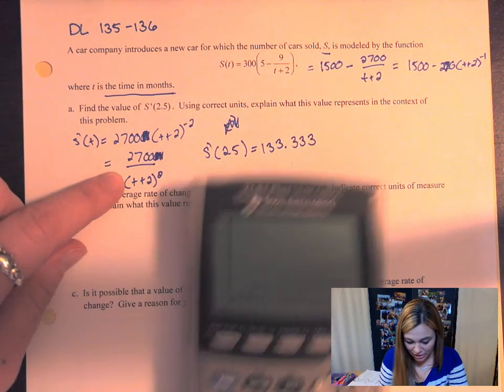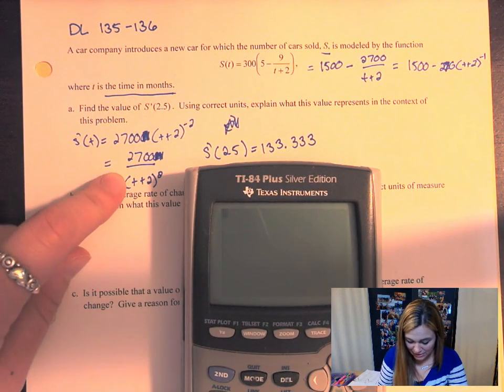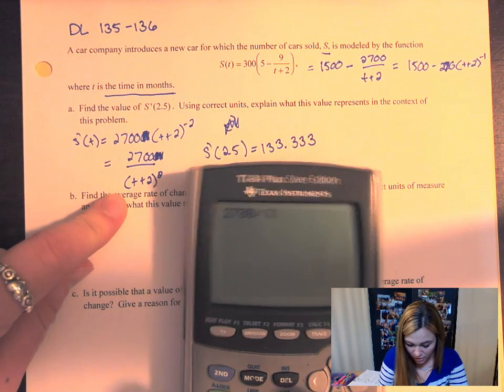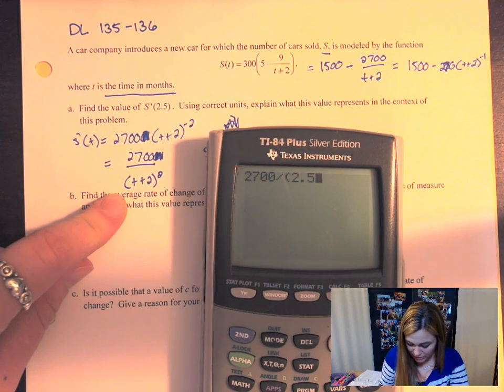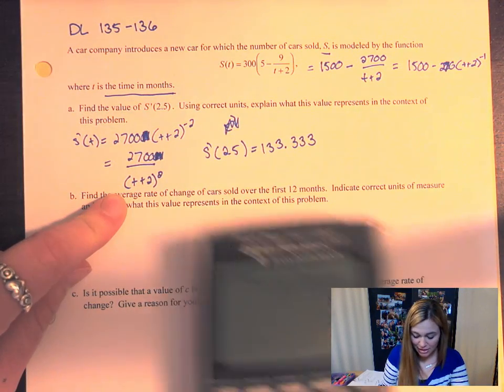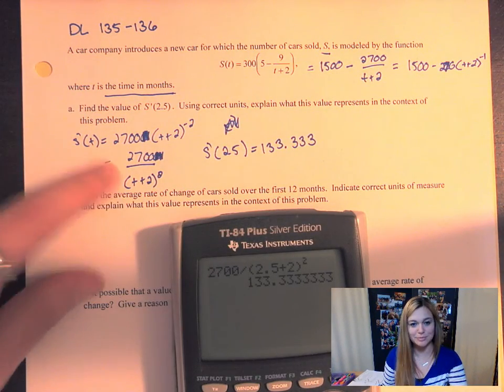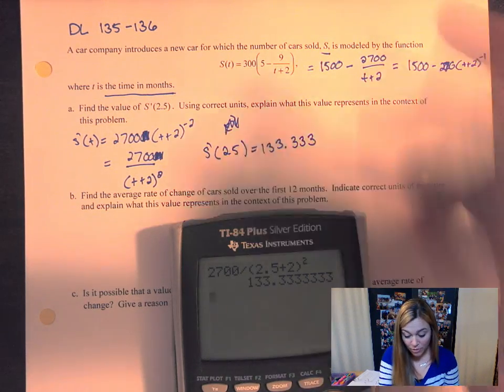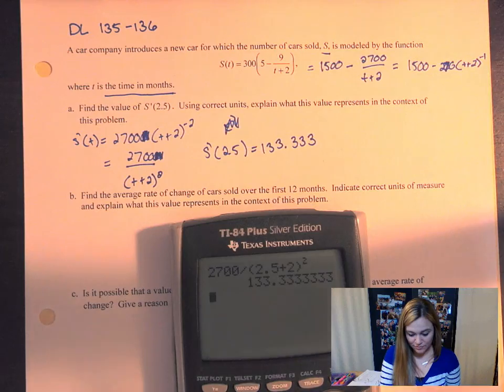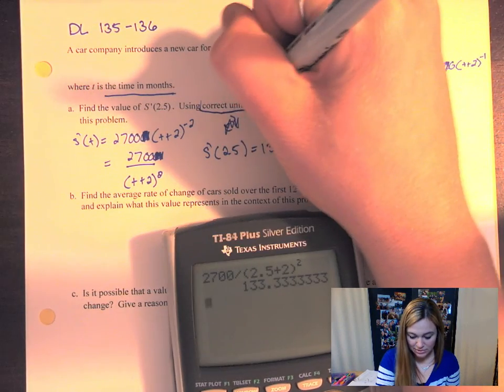If I went over here and did the same thing, just so you can be convinced we did this the right way, 2700 divided by (2.5 plus 2) squared, I get the same thing. Part of me was a little afraid because I kept multiplying that wrong in the first place. But we get 133.333 what? This says using correct units.